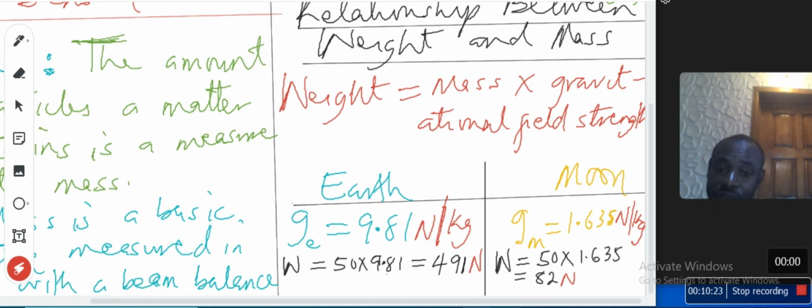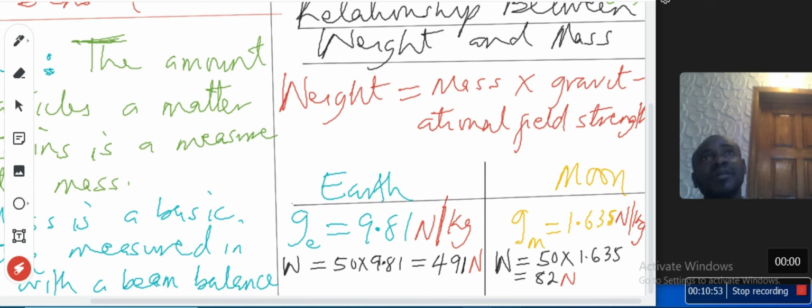Even with the same mass. Mass stays the same, but weight changes. Why does the weight change? Because of the value of the gravitational field strength. Is that understood? Yeah. All right, mass stays the same, but gravitational field strength changes. In fact, when you get to planets that have bigger masses, you also have bigger gravitational field strength.